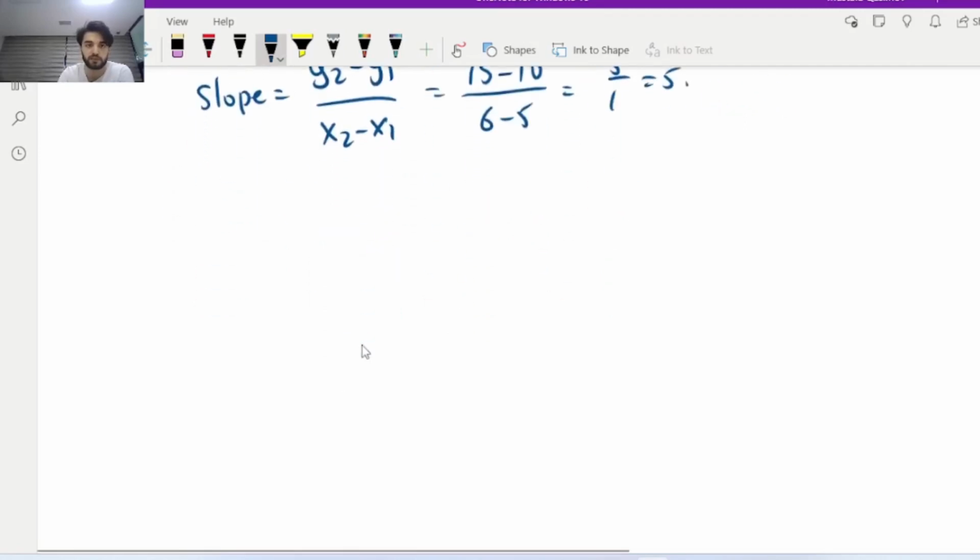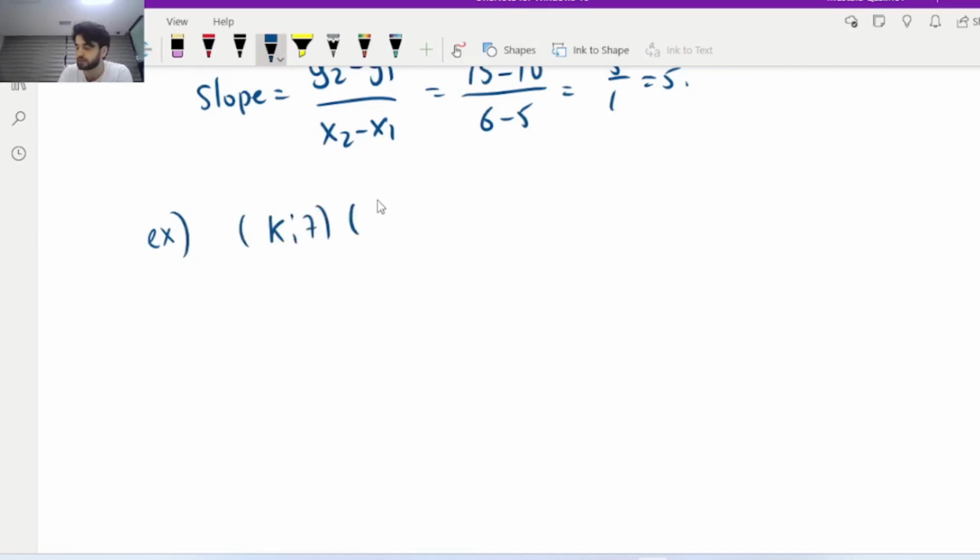Let's look at another example. For example, let's say we have 2 points, k and 7, and 3 and k minus 4, and the slope of this line is equal to 3. This example is from the College Panda book. Let's look at it together. So we have to use this formula. 3, the slope, is equal to k minus 4 minus 7 over 3 minus k.